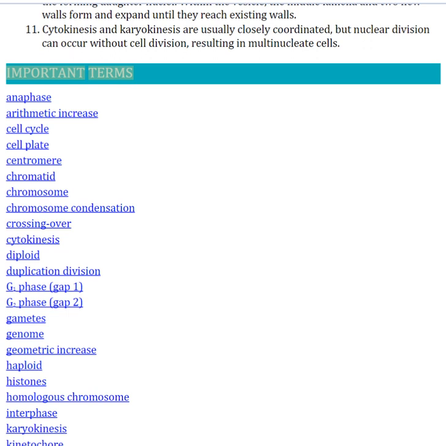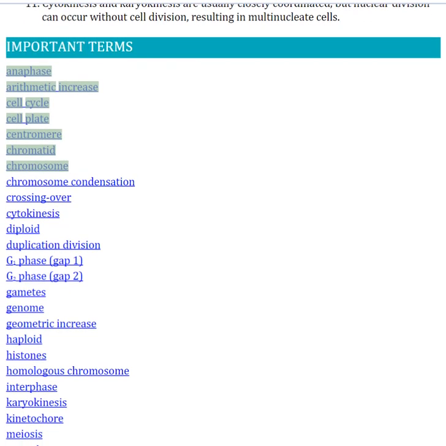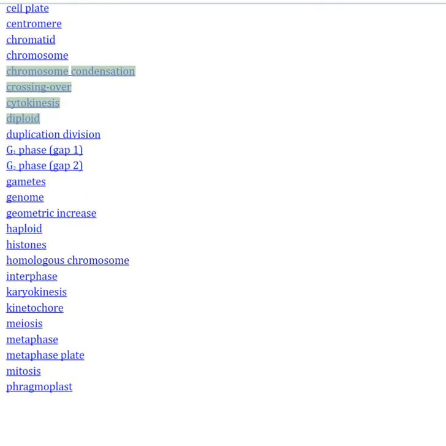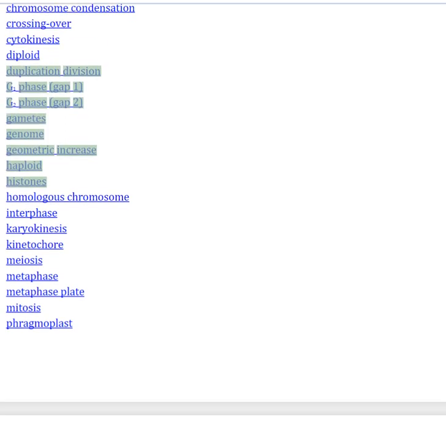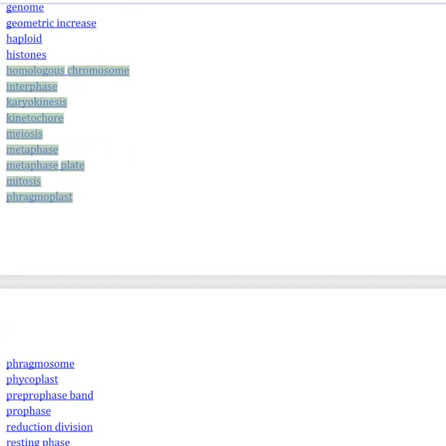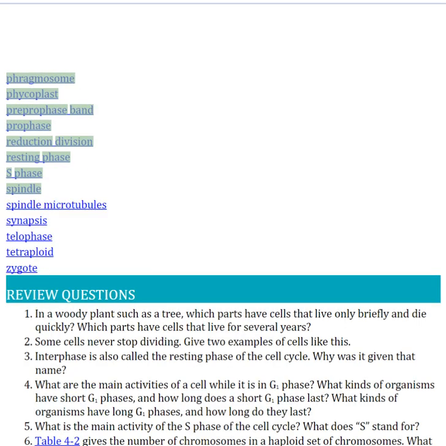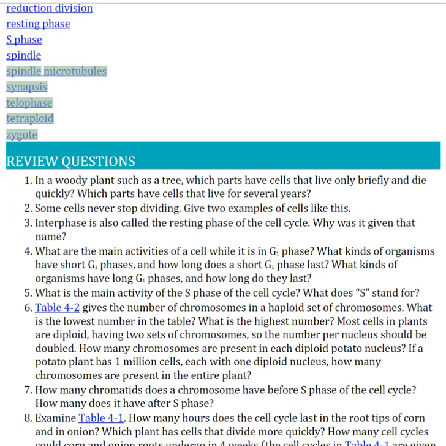Important terms: anaphase, arithmetic increase, cell cycle, cell plate, centromere, chromatid, chromosome, chromosome condensation, crossing over, cytokinesis, diploid, duplication division, G phase, gametes, genome, geometric increase, haploid, histones, homologous chromosome, interphase, karyokinesis, kinetochore, meiosis, metaphase plate, mitosis, phragmoplast, phragmosome, phycoplast, preprophase band, prophase, reduction division, resting phase, S phase, spindle, spindle microtubule, synapsis, telophase, tetraploid, zygote.